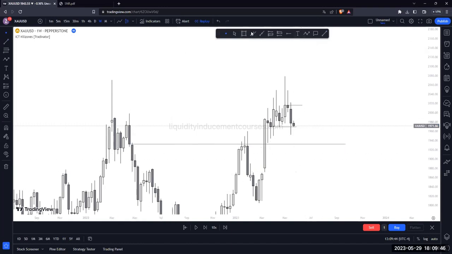As you can see, why is it fresh? Because it got tapped and then broken. So it got broken after the touch, right? And after the touch, it never got tapped again. So it's fresh, understood?